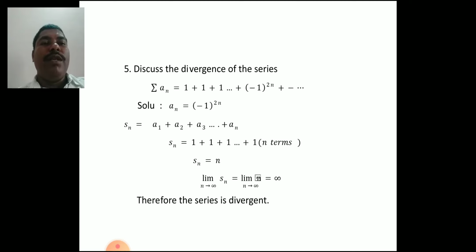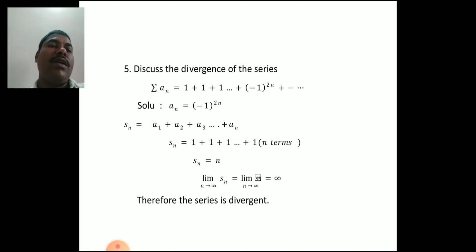And the fifth problem is to discuss the divergence of the series summation an is equal to 1 plus 1 plus 1 up to plus minus 1 raised to 2n plus. Solution. Here the nth term an is equal to minus 1 raised to 2n. So what is Sn? Sn is a1 plus a2 plus a3 up to an. So Sn is equal to 1 plus 1 plus 1 up to n terms. That means Sn is equal to n.